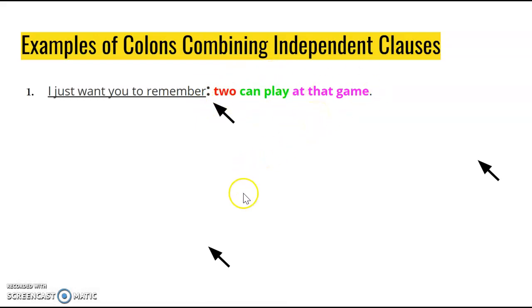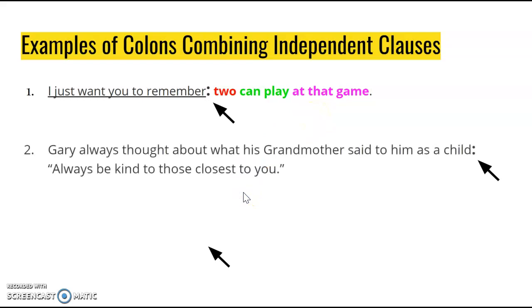Colons can also be used to introduce quotations. Gary's always thought about what his grandmother said to him as a child: always be kind to those closest to you. So notice we have the independent clause, Gary's always thought about what his grandmother said, but we ask ourselves, what did she say? So the colon helps clarify that information by saying, she said, always be kind to those closest to you.